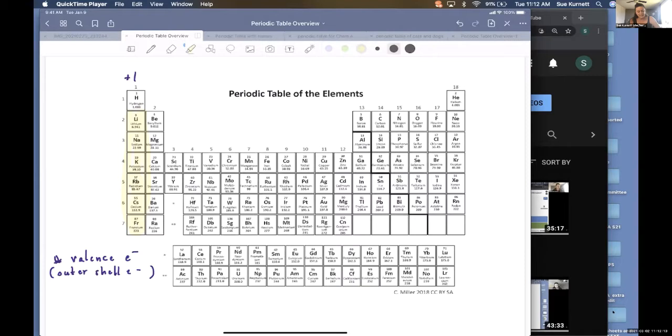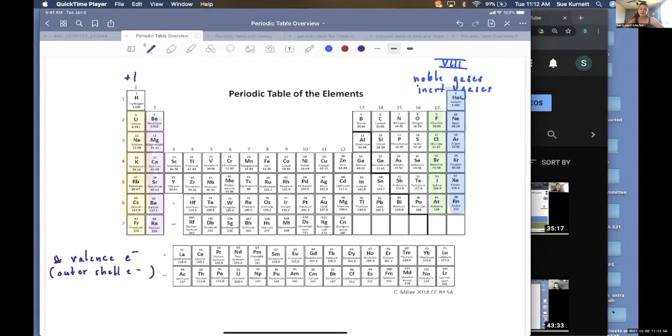So the families have family names. The first group was the alkaline metals. The second group is the alkaline earth metals. Here we have the halogens. And then finally we have the noble gases. So I want to focus on the last column, which is called group 8. Group 8 is really important. So group 8 is a family that's called the noble gases. They have another name, which is the inert gases. And inert is a fancy word that just means unreactive.